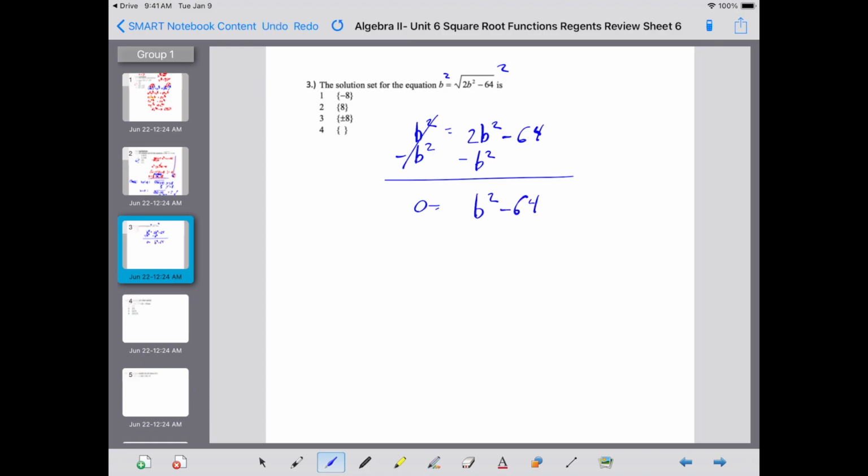Factor this, it's a difference of perfect squares. So, different signs. Square root of b squared is b. Square root of 64 is 8.